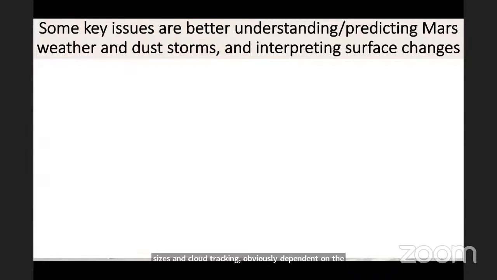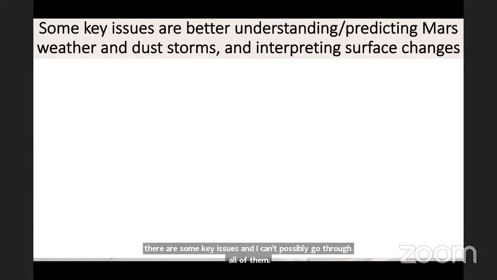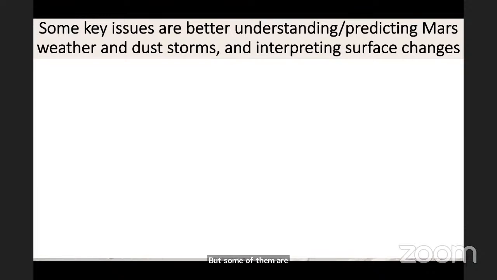So there are some key issues, and I can't possibly go through all of them, but some that relate to Mars and these kinds of measurements involve better understanding or predicting Martian weather and dust storms, and also interpreting surface changes, because what's going on with the weather and surface interactions is the main driver of surface change on modern day Mars.